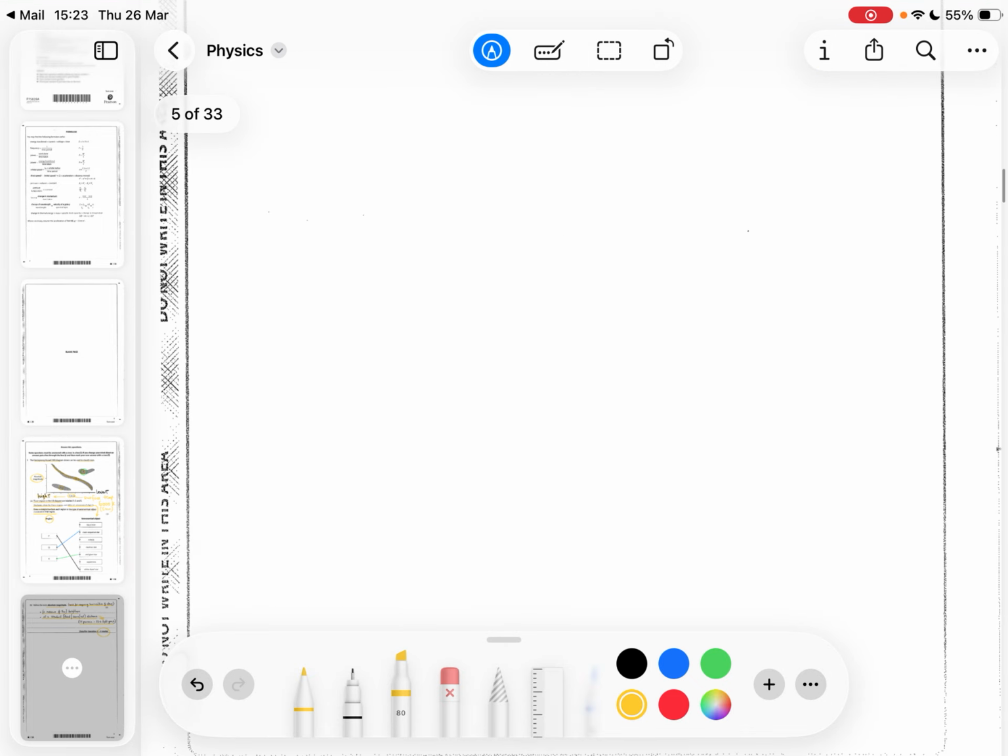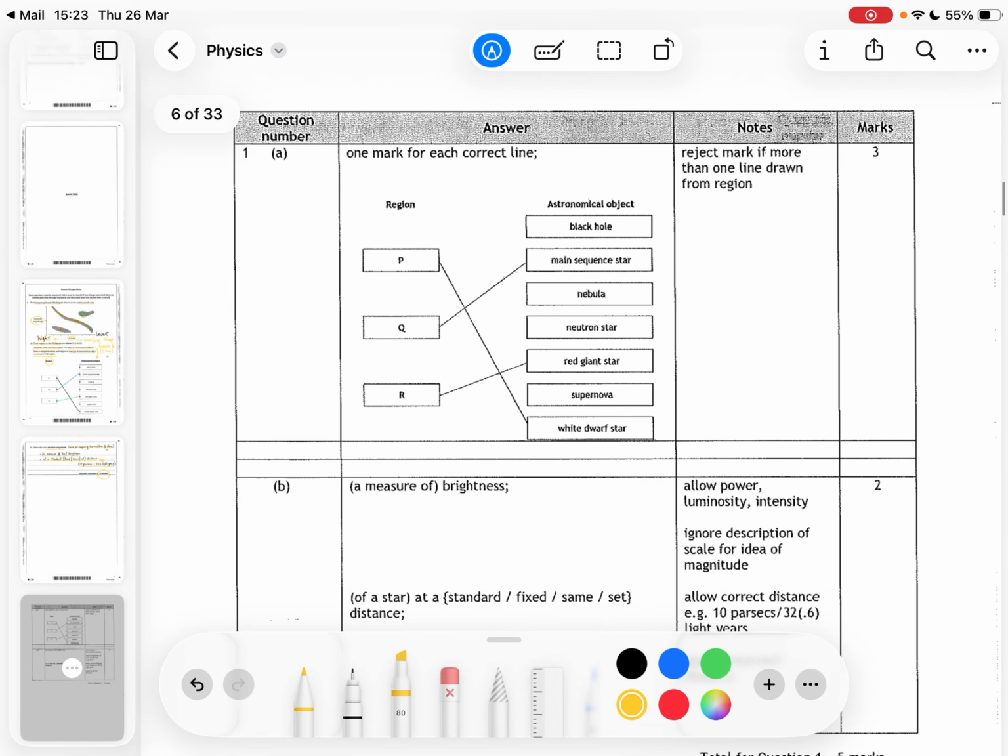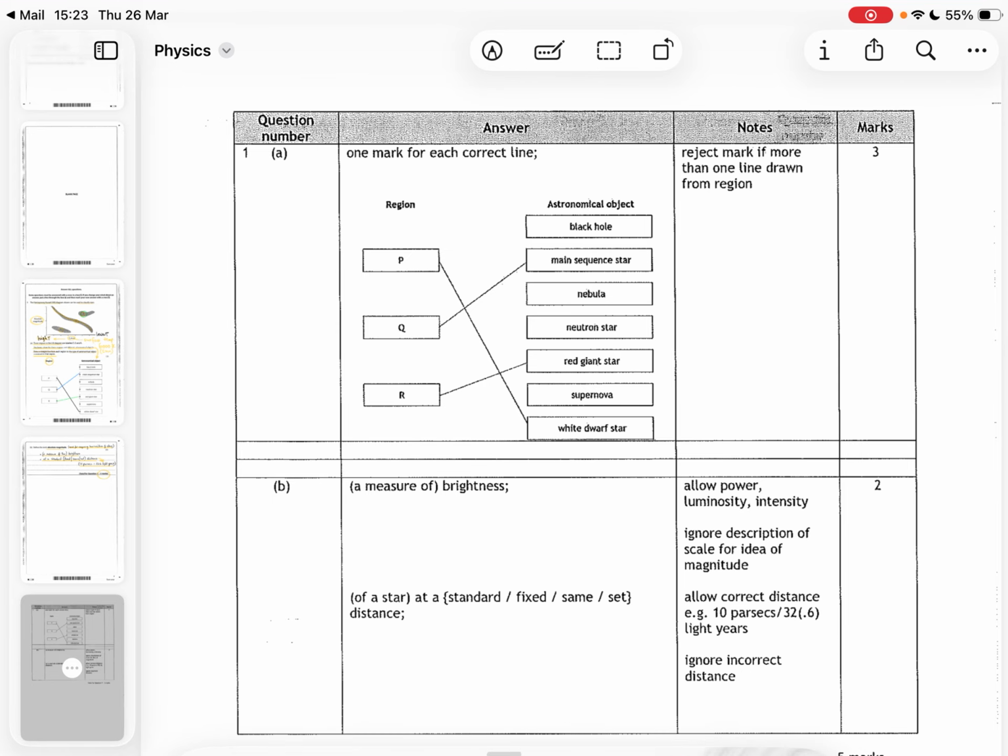5 marks to get you started in this GCSE. And there's the mark scheme that you can have a look at.